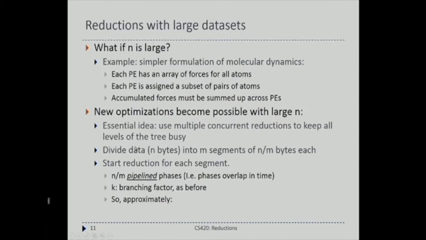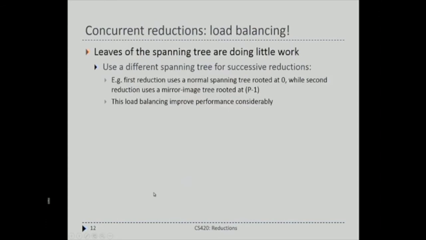So n over m pipelined phases, and you can use a k branching factor. So approximately you get alpha k m for that, and n over m times beta. So you get that. Instead of this, you get this expression. Okay, I think so. But then you can do something interesting.